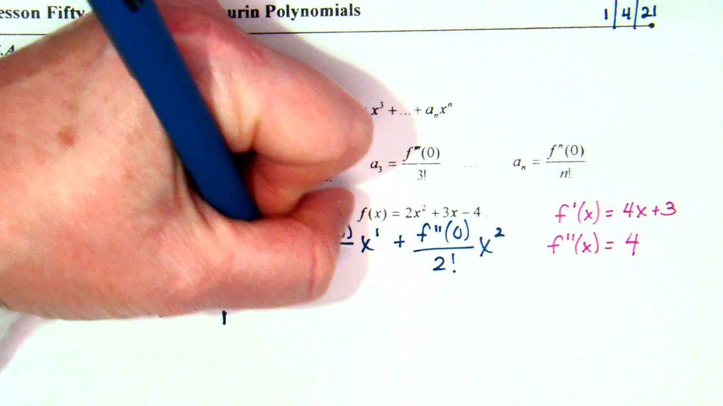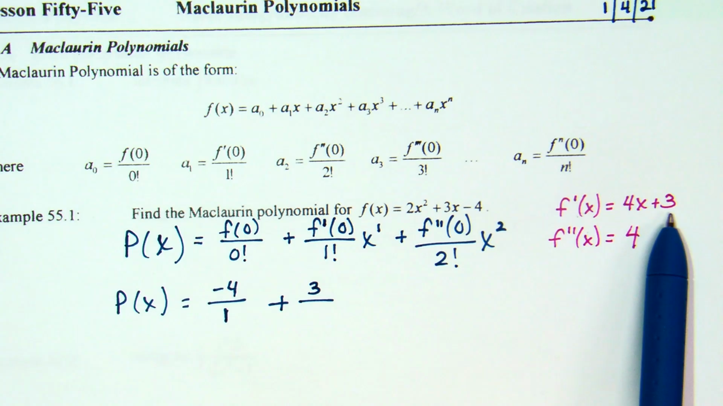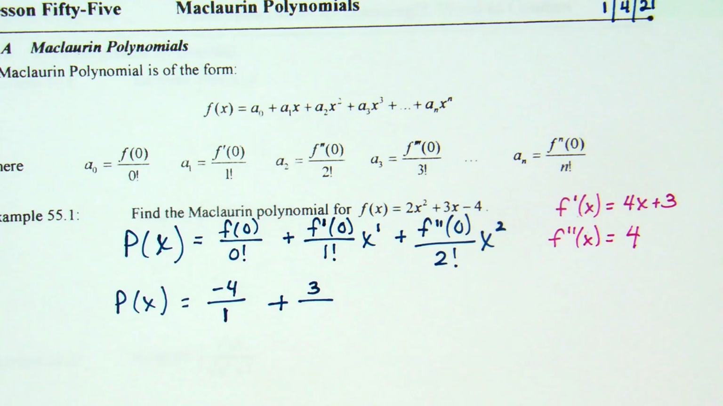First derivative at 0 is going to be 4x plus 3, but put in 0 and you're going to get just 3, right? 4 times 0 plus 3 is 3, over 1 factorial. What's 1 factorial going to be? 1. And then it's times x to the first.